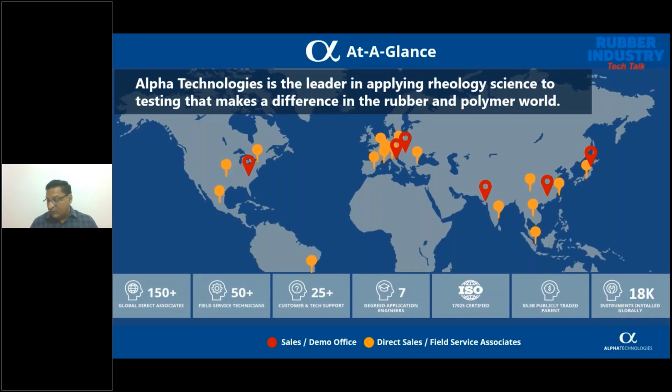So Alpha Technologies has a presence around the globe. Here you can see we have 150 plus global direct associates, 50 plus field service technicians, and 25 plus customer and technical support staff. We have 7 degree application engineers, and I am one of them. Our calibration services are ISO 17025 certified, and around the globe we have more than 18,000 instruments installed.